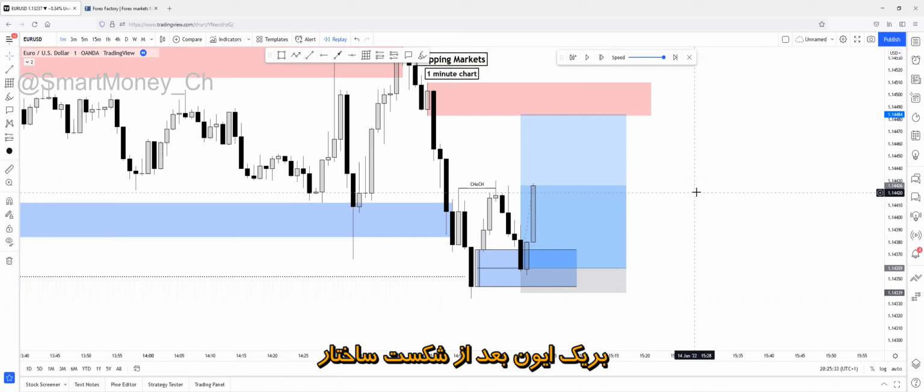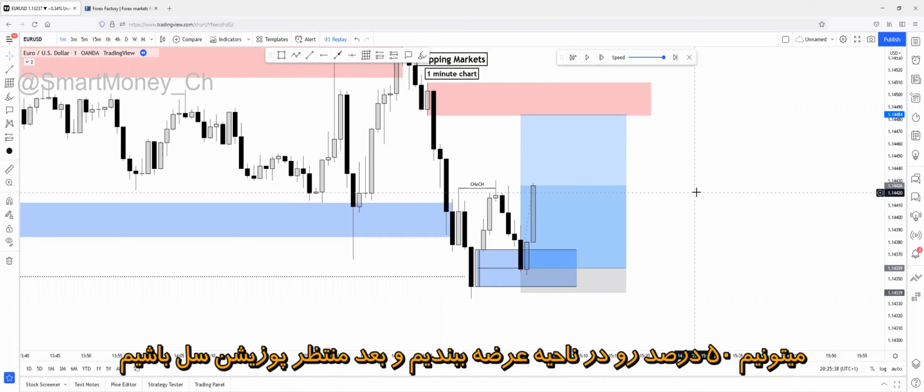Break even after a breakout structure. Break even. You want to take 80% off of the supply and then go for the sell?